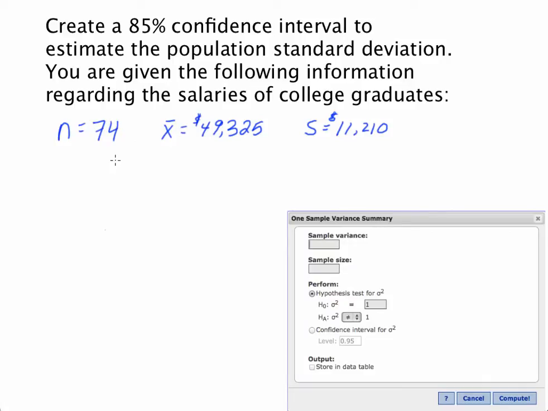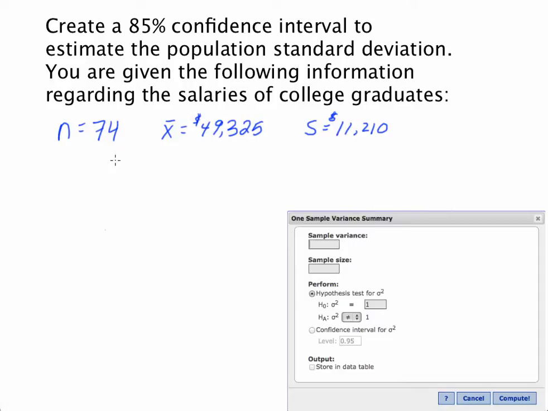In this problem, we want to create an 85% confidence interval, and we're going to do this for a standard deviation. Remember, the reason we are creating confidence intervals in the first place is so that we can estimate a population parameter. So we are looking at the results of one sample, and we want to use that to make a confidence interval for a population parameter.